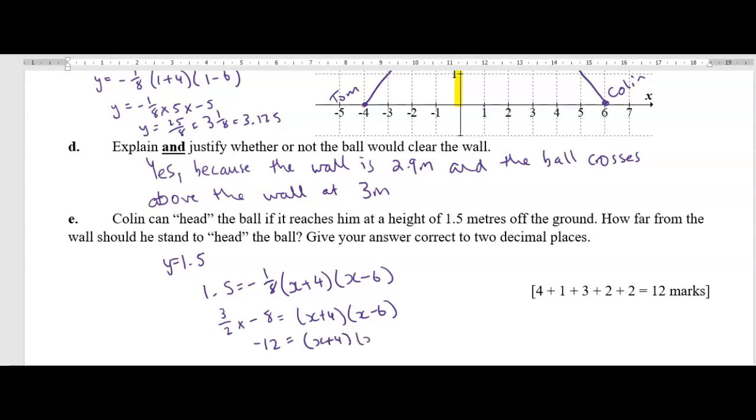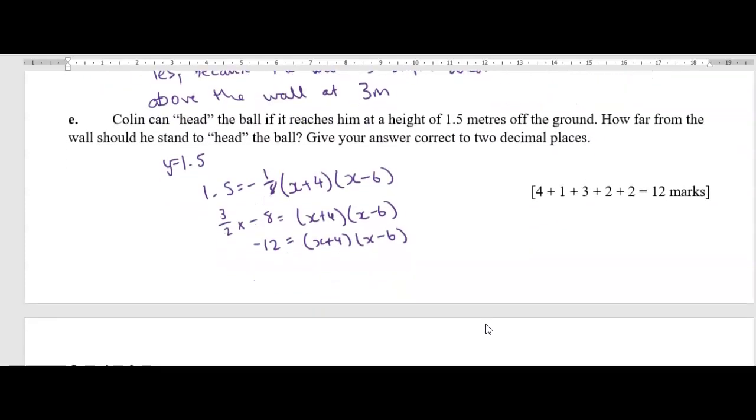Oops. X minus 6. So we can split these two up. So x plus, actually, no. Let me just think. Yeah, this is going to be complicated to do by hand. So let's keep going. I'm going to expand this expression. So x squared minus 6x plus 4x. So it's going to be minus 2x minus 24 equals -12. So then we're going to have x squared minus 2x plus 12. So minus 12 equals 0.